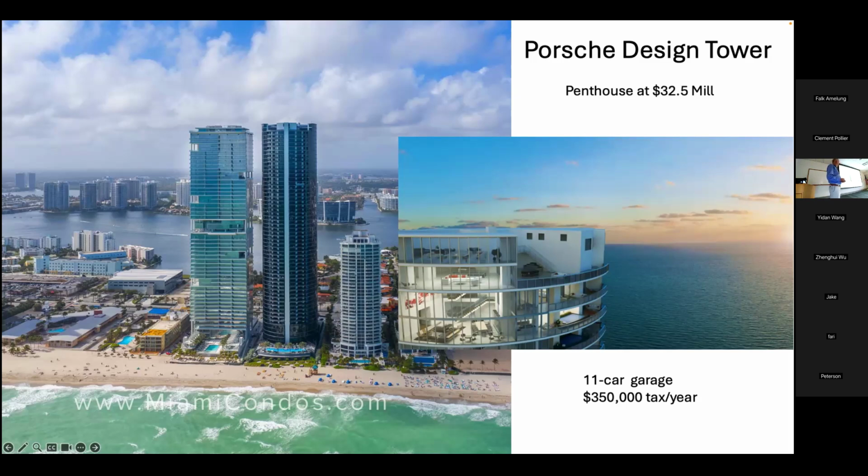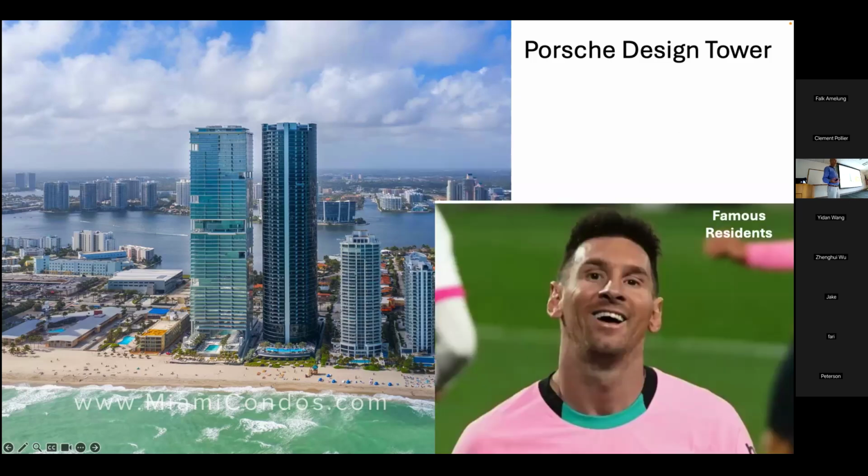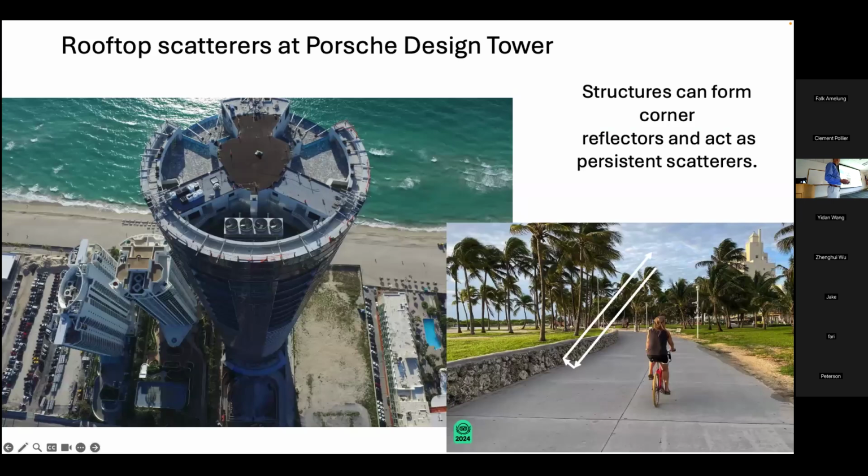But so you're getting tax. So it's insurance or tax? Tax, insurance, of course, in addition. Yeah. But you're having your 11-car garage, which is of course important on the 53rd floor. And there are some famous residents. Messi used to live there, but since his family arrived, he moved somewhere else.